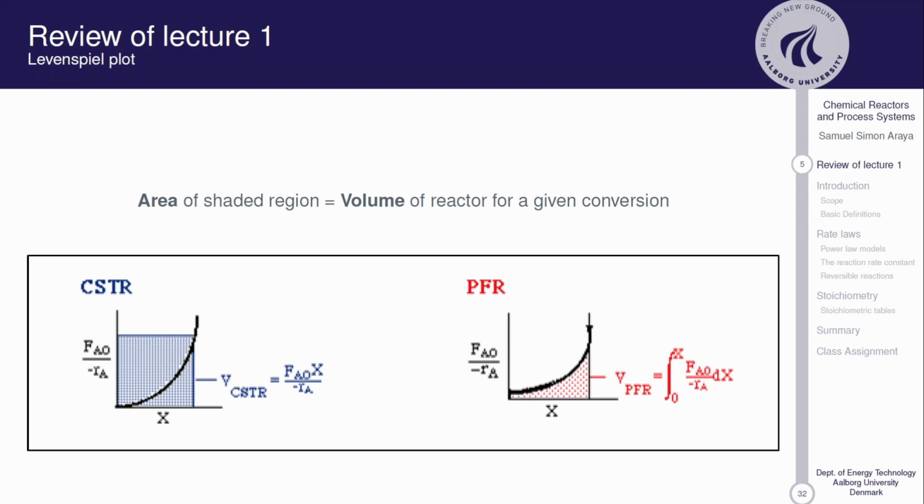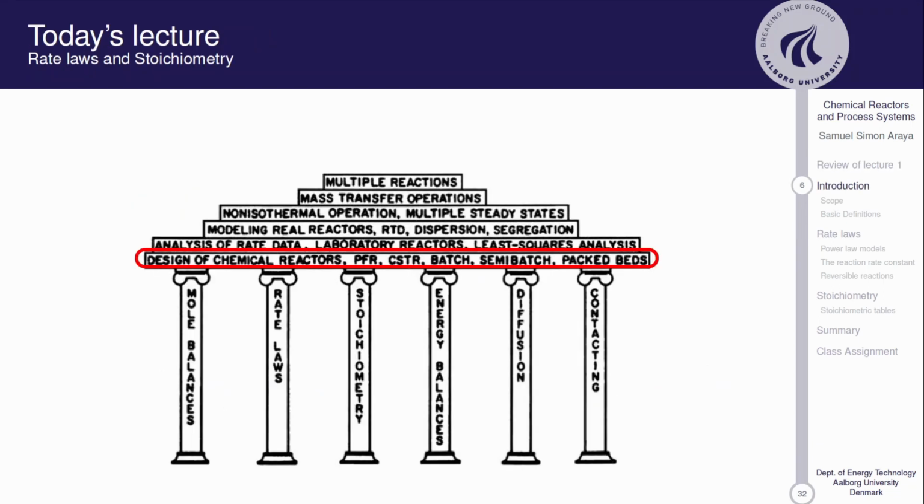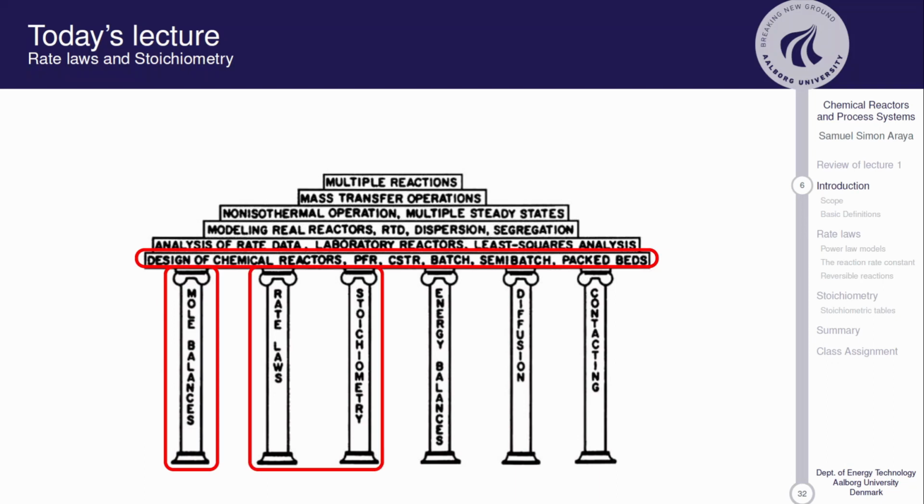So that was basically what we did last week. We defined the different reactor types, we defined mole balance equations, and we related them to conversion rates. And basically what we will do in this lecture is rate laws and stoichiometry, which are the other pillars of chemical reactor engineering.